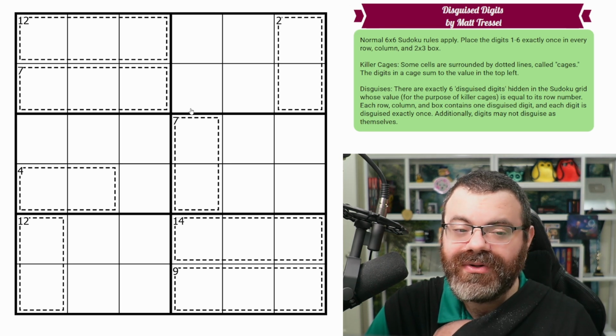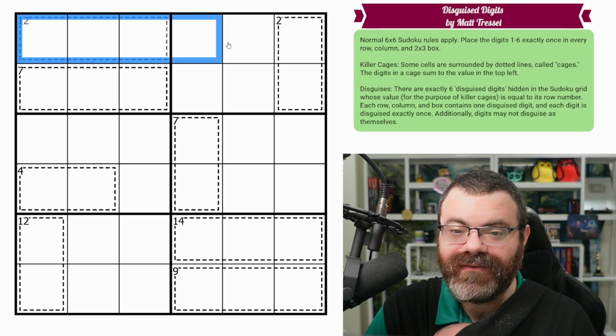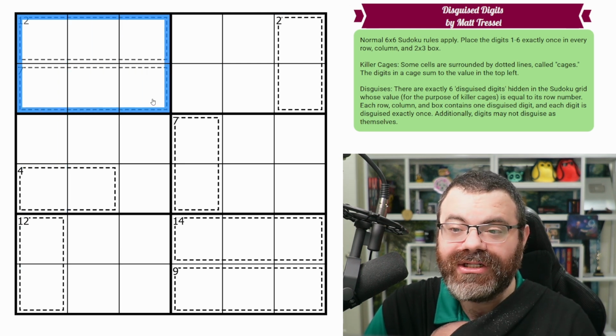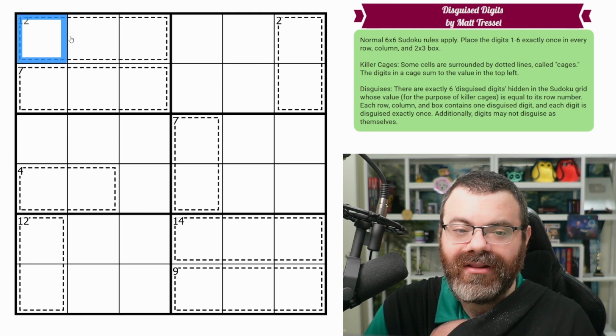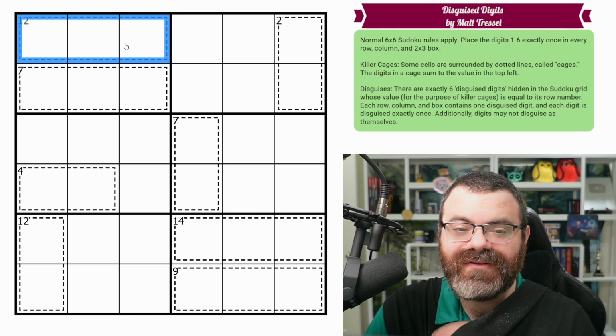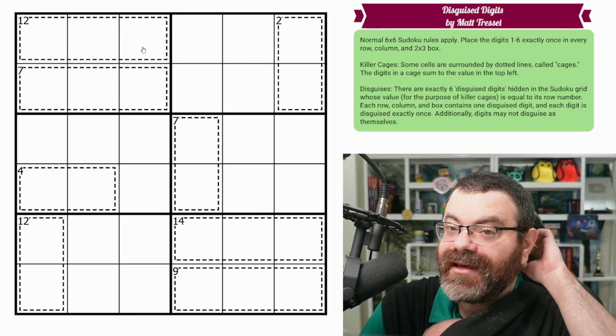All right, so we do have normal 6x6 Sudoku rules, meaning in every row, every column, and every 2x3 box, we are placing the digits 1 to 6 exactly once each. In addition to that, we do have killer cages in the grid. Now, I'm going to go over the normal rules for them, but I'm going to use value instead of digit, and we'll explain why in a second.